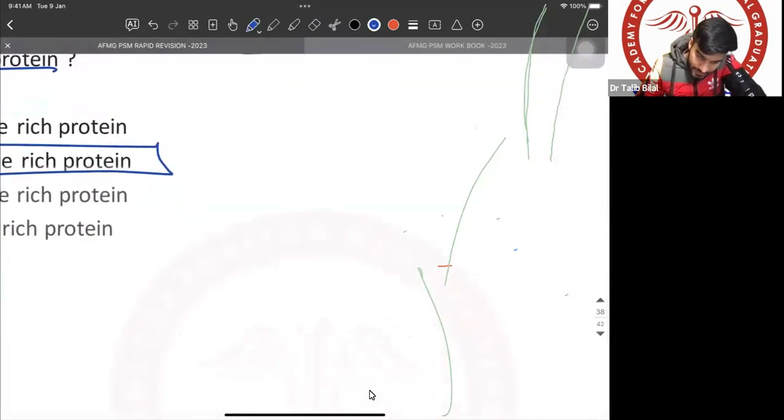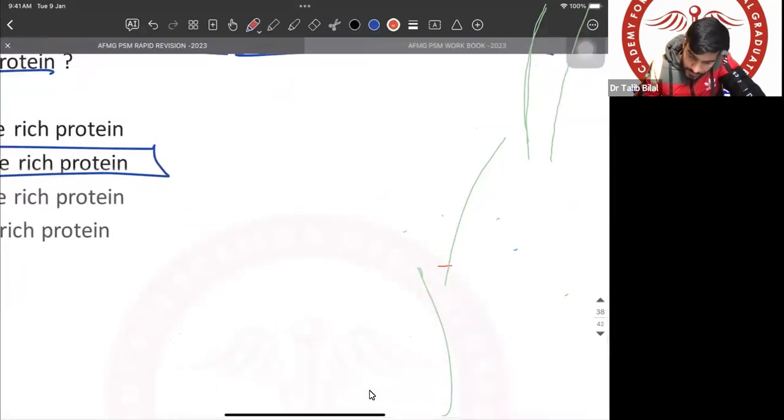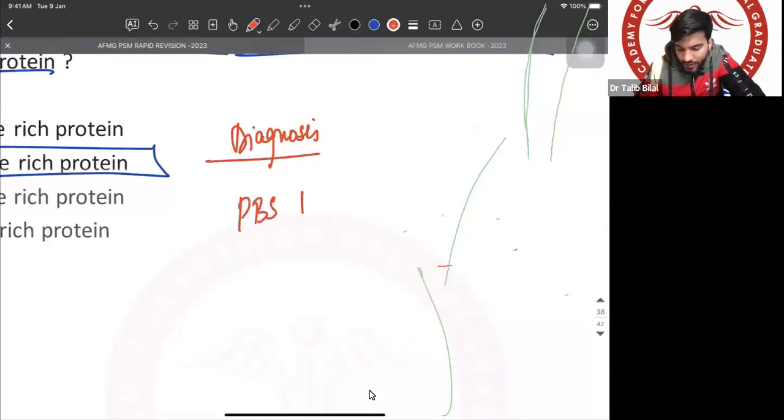So guys, let's discuss the diagnosis first. Let's discuss the diagnosis of malaria. So first of all, what do we do, guys? We go for PBS examination. Yes or no?